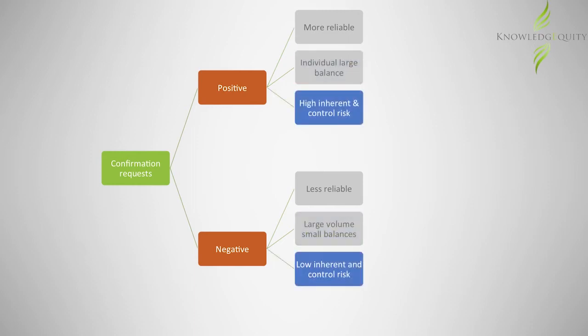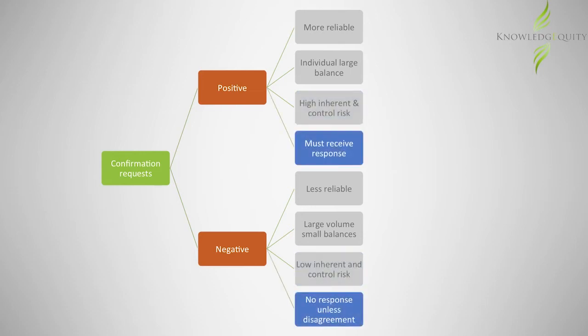A positive confirmation is more likely to be used when there's a high inherent risk or control risk, while a negative confirmation is more likely to be used when inherent risk or control risk is assessed as low. A positive confirmation request requires a response or reply must be sent back to the auditor. If this is not received, the auditor would need to perform alternative procedures, and where that is not possible, it would be considered an error.